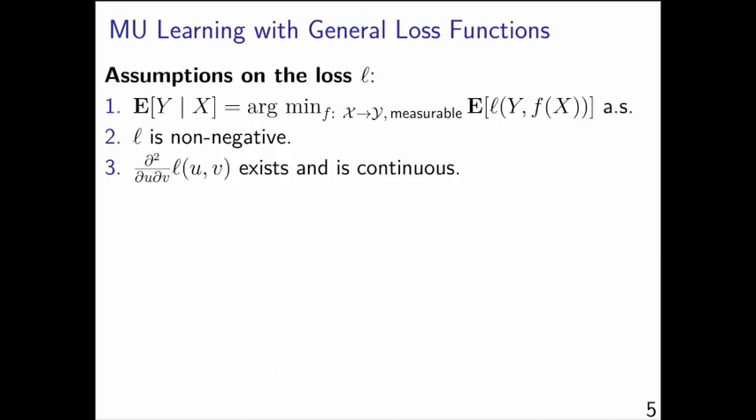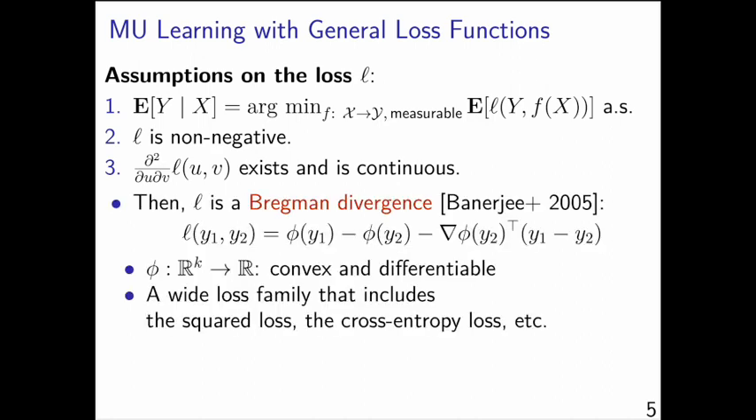To formalize the general MU learning setup, we write down the assumptions we make. The first assumption states that the conditional expectation is the unique minimizer of the expected loss. The second one is that the loss is non-negative. The third one is that the second-order derivative taken with respect to the first and the second argument exists, and it is continuous. Banerjee et al. showed that these conditions imply that the loss has to be a Bregman divergence.